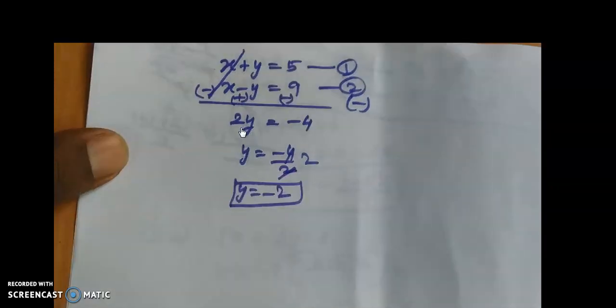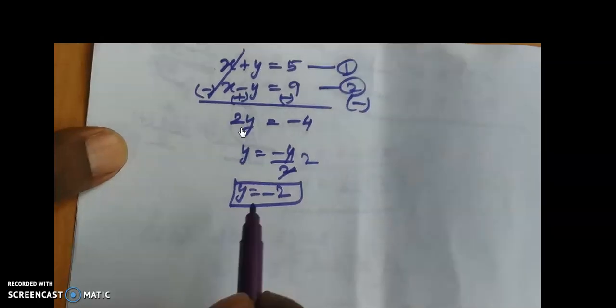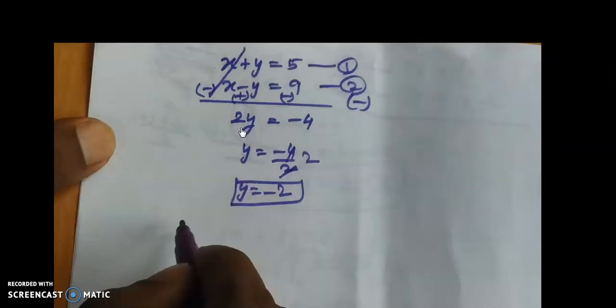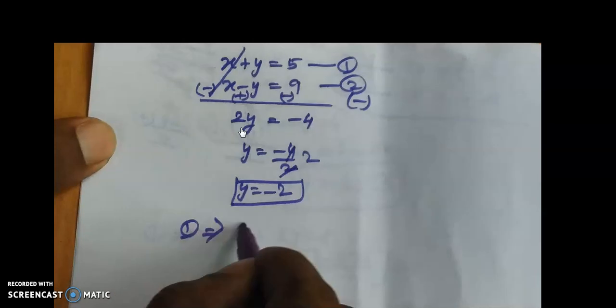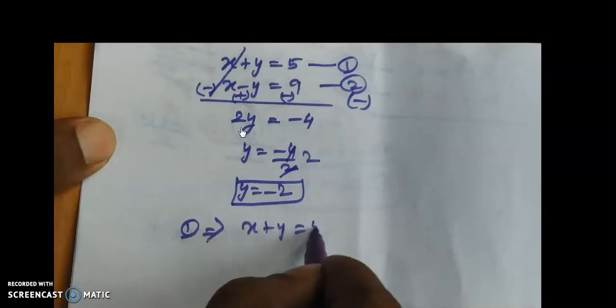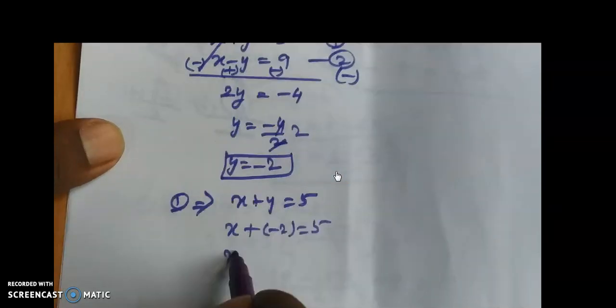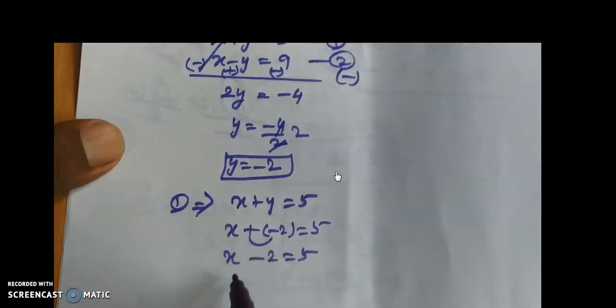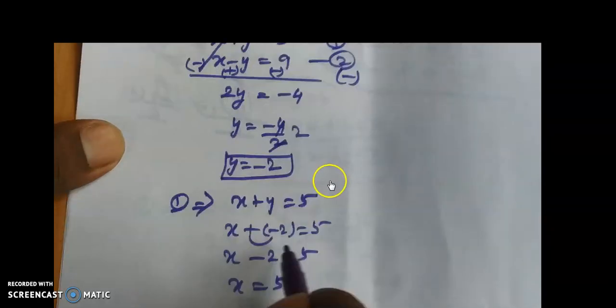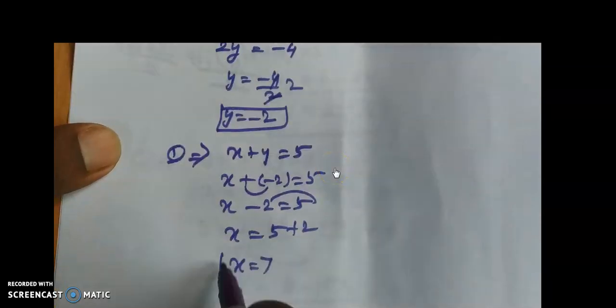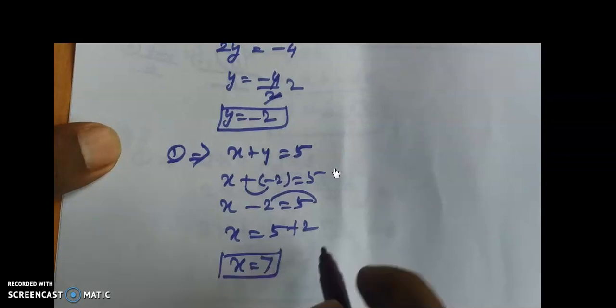And next we are going to find out the value of x. So it is enough to substitute this value in any one of equations 1 and 2. Okay, if you take equation number 1, so x plus y equal to 5. Now substitute the value of y here. So x plus minus 2 equal to 5. Therefore x equal to 5, so it will become plus 2. Therefore x equal to 5 plus 2, 7. So the value of x is nothing but 7, the value of y is nothing but minus 2.